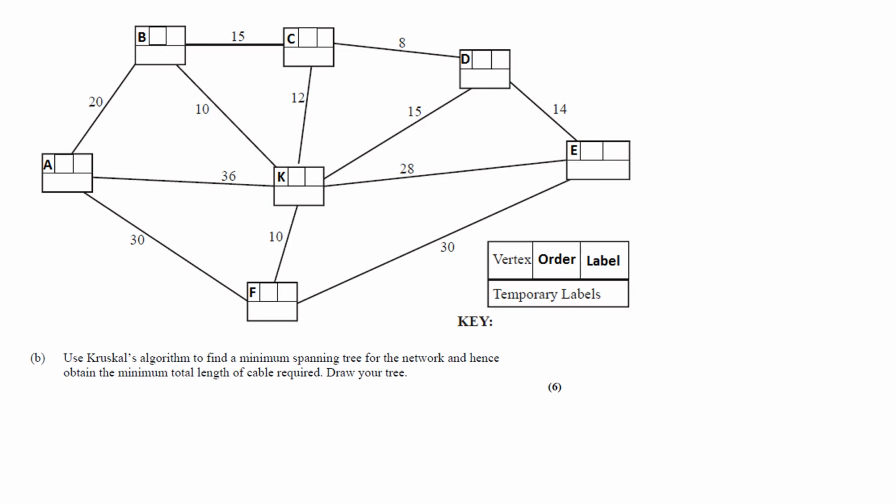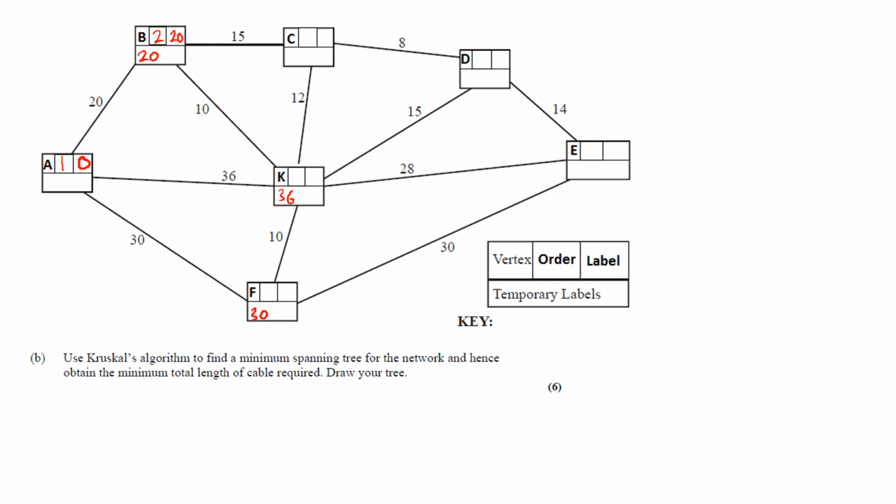So we wanted to go from, let's just double check, we wanted to go from A to E. So we're going to start at A and we're going to label it 0 and order it 1. It's the first thing we chose, label was 0. Consider the temporary labels from A: 20, 36, 30. Box off B to 20.